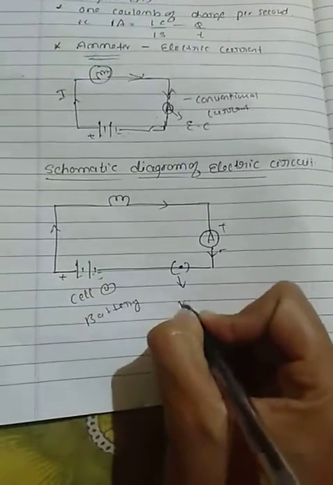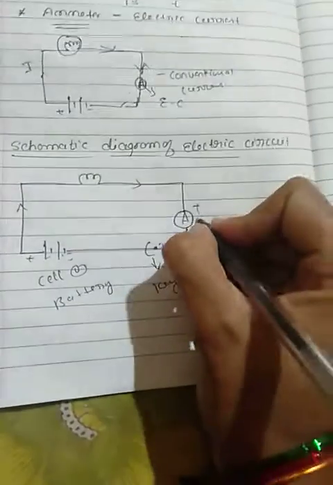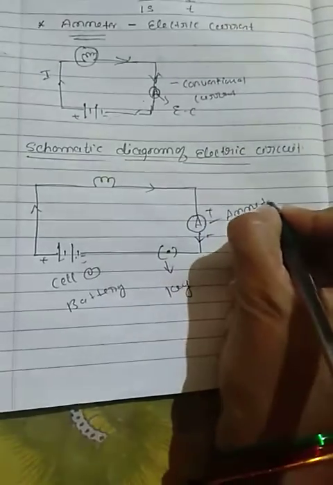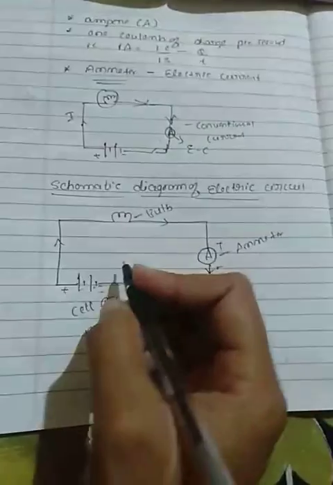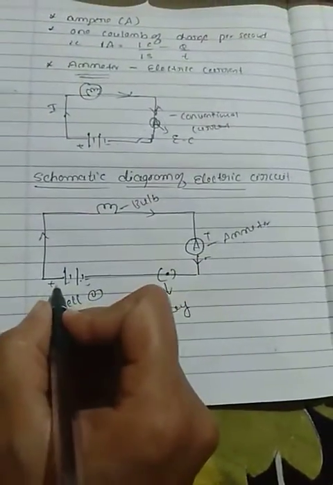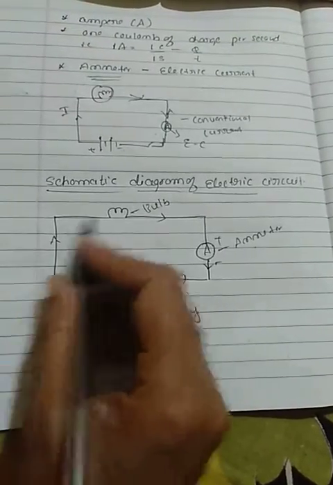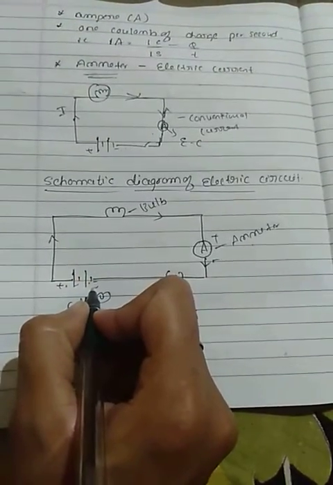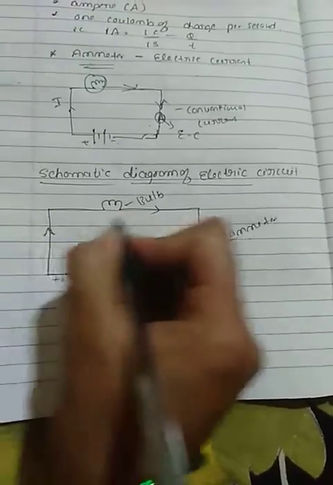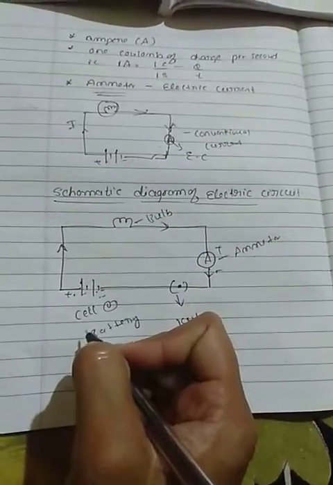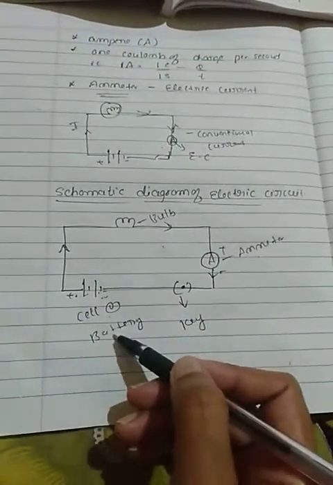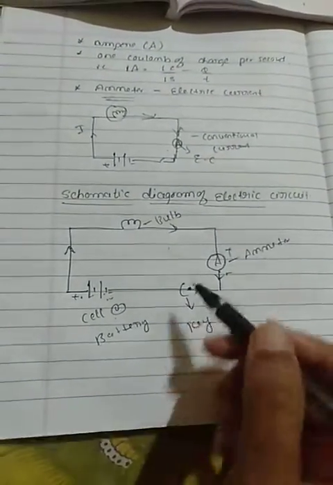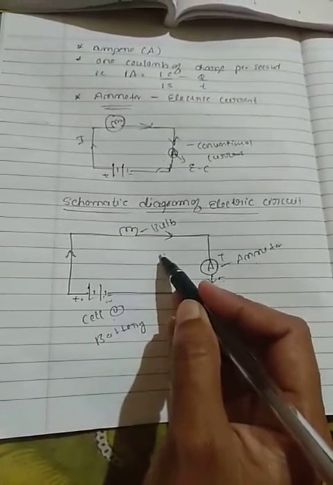This is the key. This one is the ammeter, which is used to measure the current in a circuit. This is the bulb. And current will flow from the positive terminal of the battery to the negative terminal of the battery. See here the arrow mark. So the electric circuit consists of a cell or battery, key or switch, ammeter and bulb.